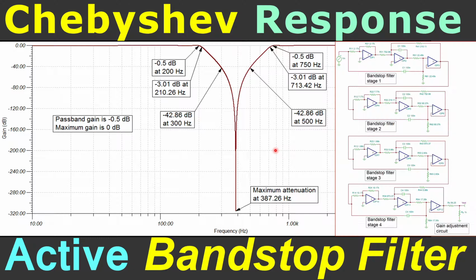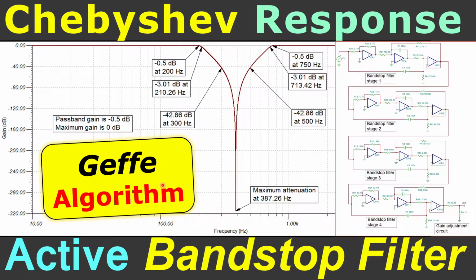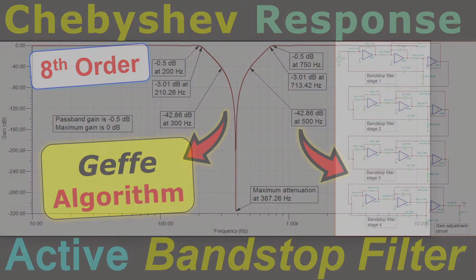In this example, we will continue with the Chebyshev response. In this case, we will discuss a design of an active band stop filter. We will use again the Geffe algorithm to create a specific response for our filter design, and it will be an 8th order filter in this case. So we'll see how we can create this circuit using the Geffe algorithm. Of course, we will work out the calculations step by step and also verify these in SPICE simulations.